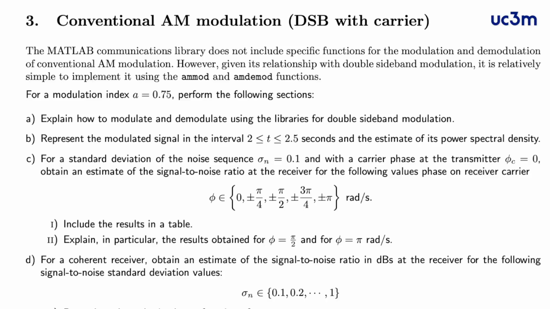Finally, in the third exercise, we have a conventional amplitude modulation, which basically is a double sideband with a carrier. The only difference with respect to the double sideband is that now we'll need to add the carrier to the output of the double sideband modulator.